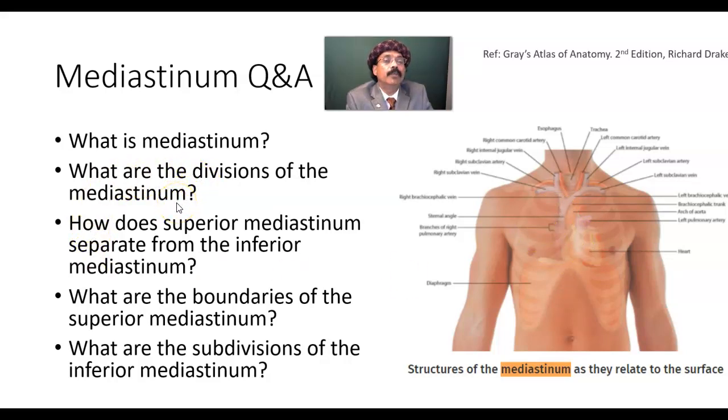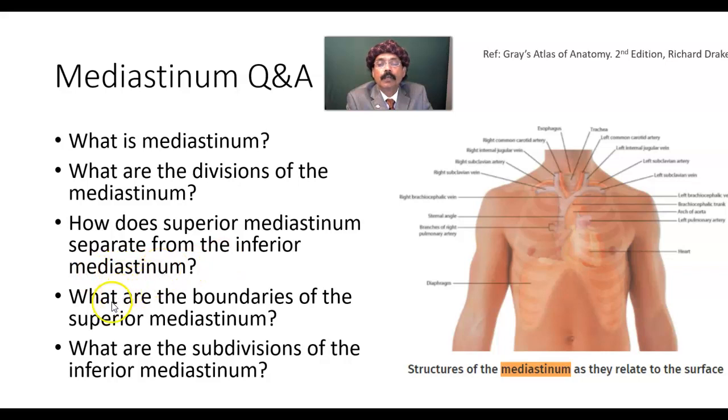So what are the divisions of the mediastinum? We divide the mediastinum into superior mediastinum and inferior mediastinum. How does the superior mediastinum separate from the inferior mediastinum? By means of the transverse thoracic plane. What is the transverse thoracic plane? This is an imaginary plane between the sternal angle anteriorly and the intervertebral disc between T4, T5 posteriorly.